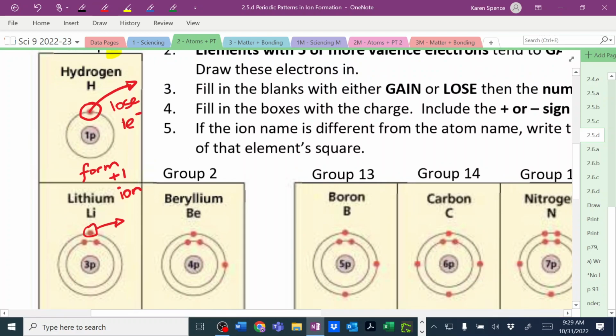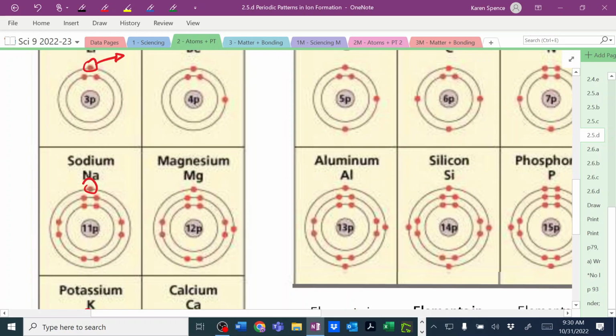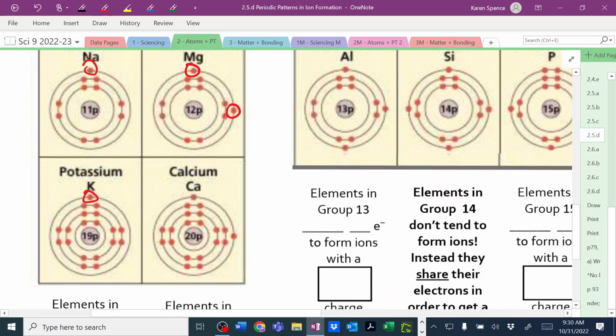Those are the alkaline earth metals. What do they all have in common? They have 2 valence electrons. 1, 2.